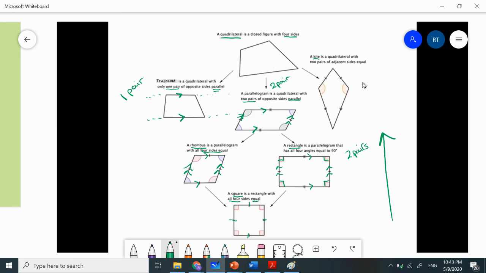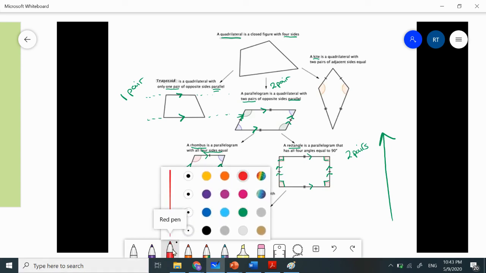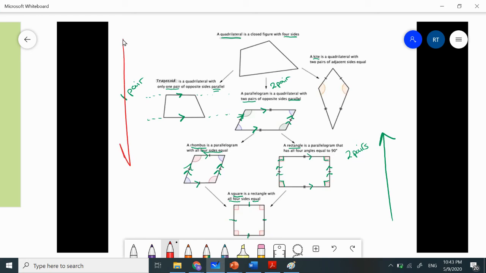But by the way, we cannot name them the other way. So I'm going to use red to remind you, don't do this. So you cannot name them this way. So you cannot call any quadrilateral a square, okay? You cannot call your grandfather Maryam, right? So these are a family and they are all special.